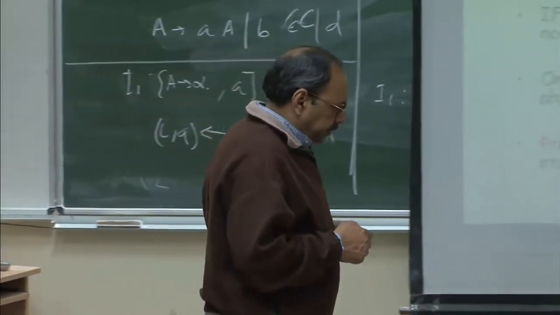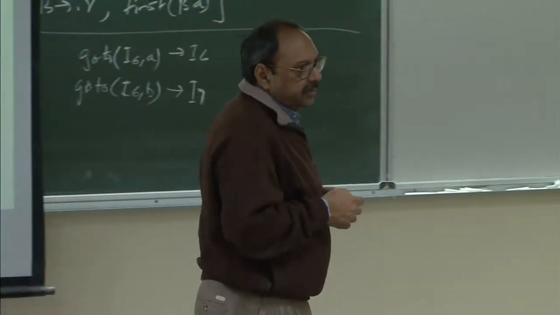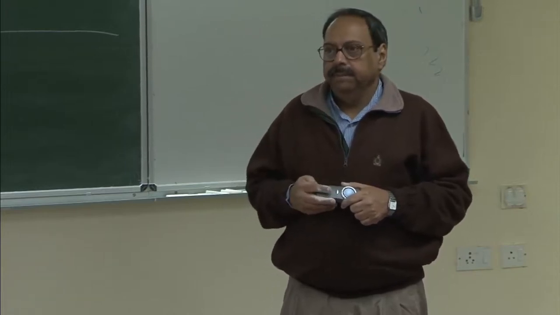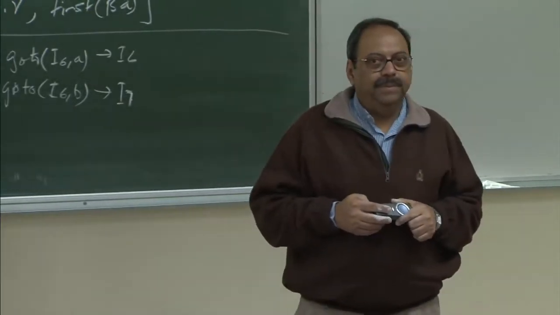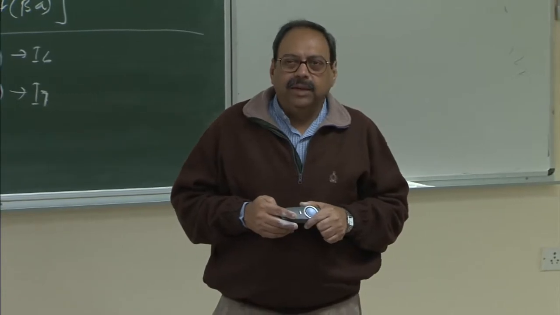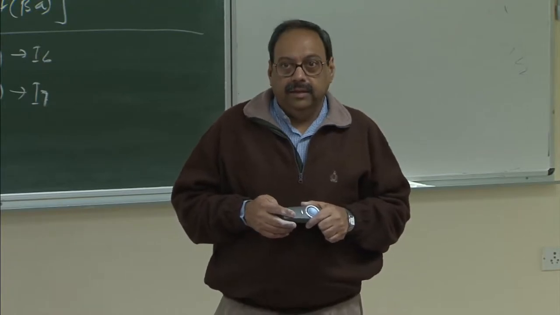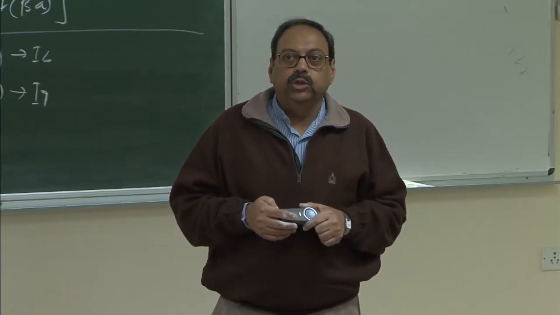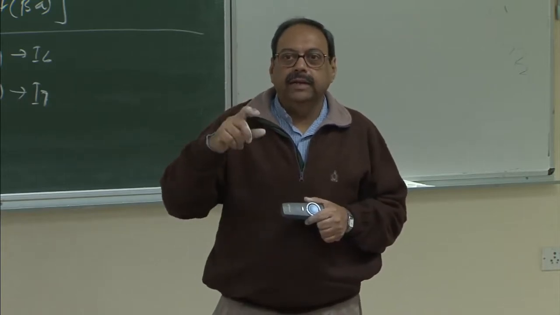Now, let me throw some numbers at you. Suppose I had a language like C. How many states will the parser have? SLR parser of C, roughly. Some wild estimate, doesn't matter. Typically, you will find that you will have about 700 to 800 states in a C SLR parser. But suppose I go to the canonical parser. The number of states may shoot to something like 20,000. There is an order of magnitude of difference. So it is not just that I will increase by 5%, 10%.